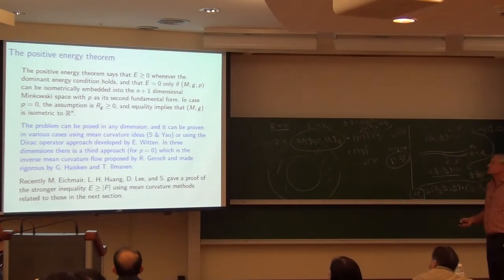And actually, I should say that recently, Eichmair, Huang, Dan Lee and I strengthened the mean curvature approach in a slightly different method to prove a stronger inequality, which the original argument that Yau and I did doesn't directly give in terms of the data.